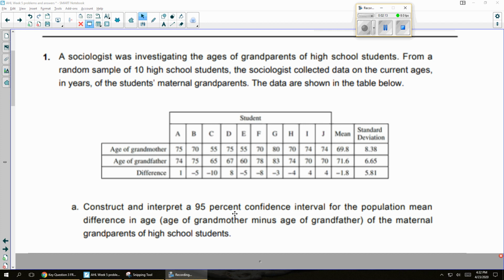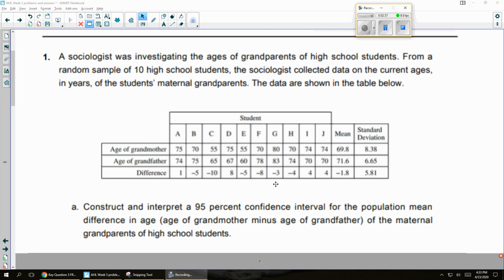The conditions, we need these to be randomly selected. It says they were. I don't have the grandmothers and grandfathers randomly selected because they actually match up. So I have these random students that determined the grandmother and grandfather. Another way of doing it would be to pick 10 random grandmothers and ask them about the grandfather. And that would be the same idea. So I need that random sample.